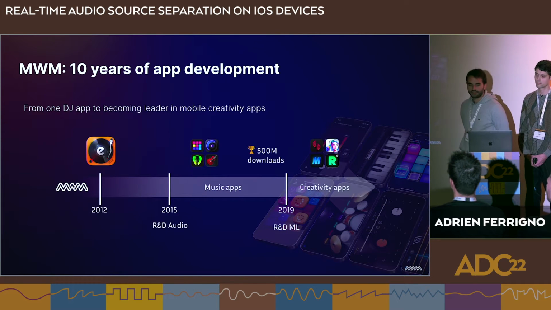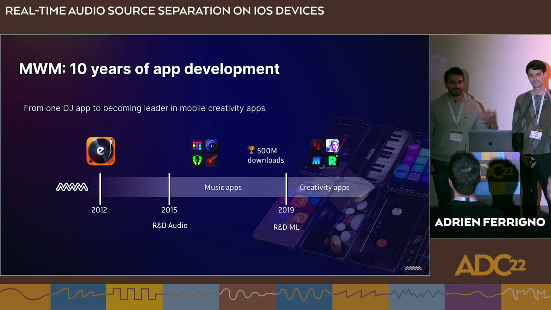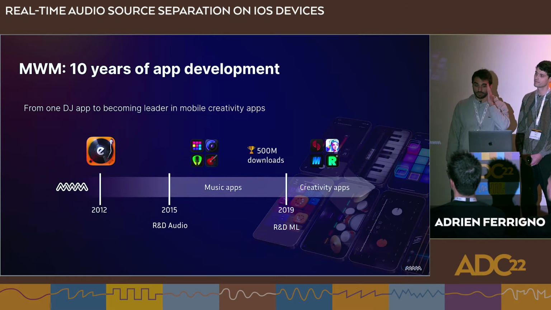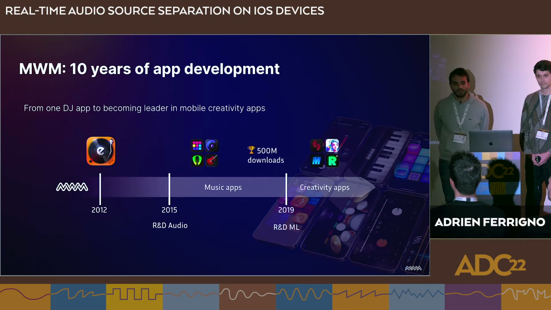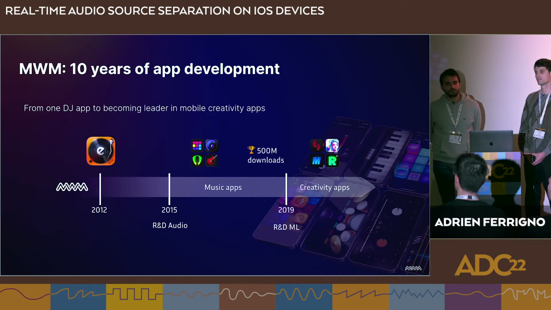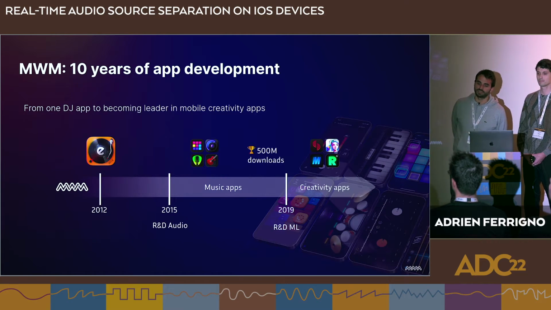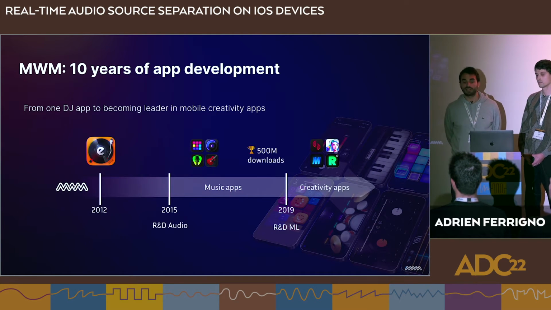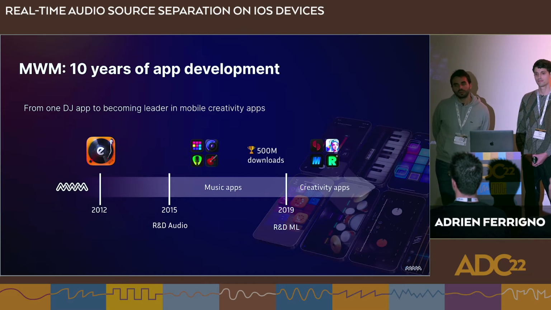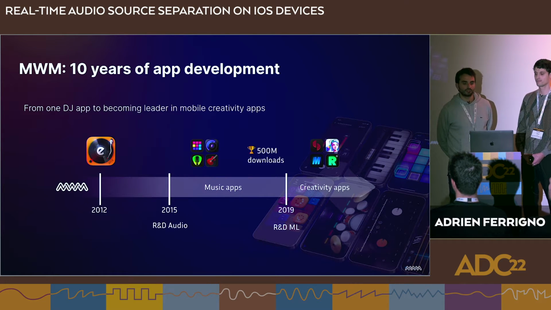So who are we? This is Clément. I am Adrien. We work at MWM. It's an app development company based in France, close to Paris. We used to work on audio-oriented applications such as edjing, which is the #1 DJ app on mobile platform. But now we develop all kinds of creative apps, drawing app, video editing, in addition to music application.